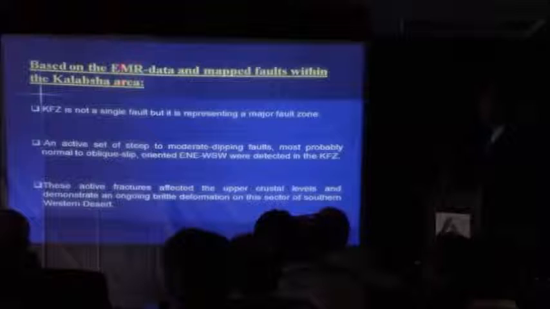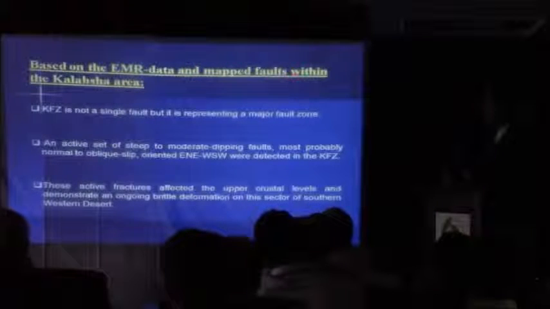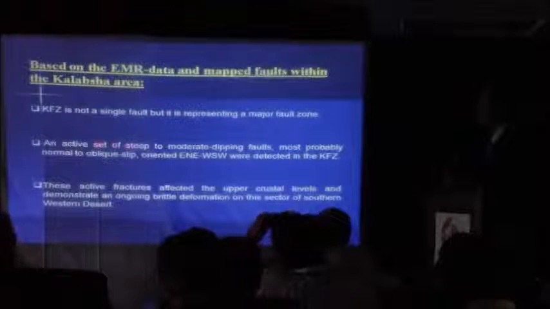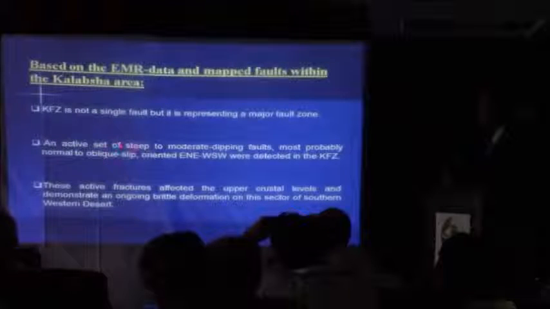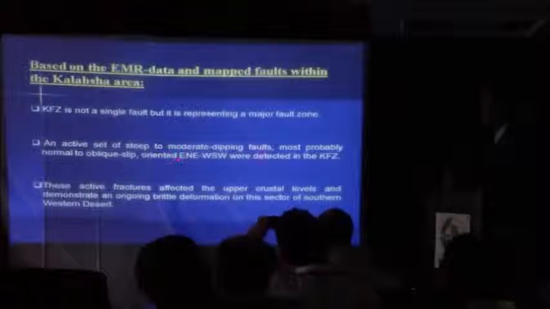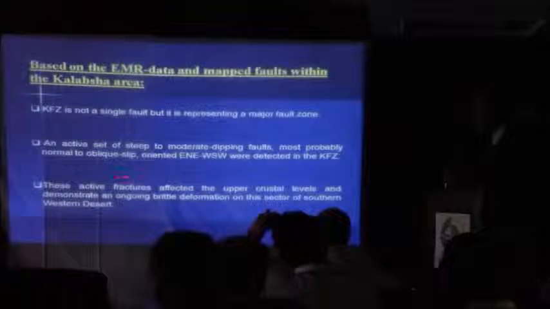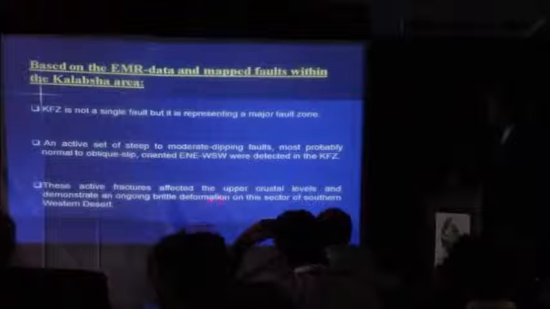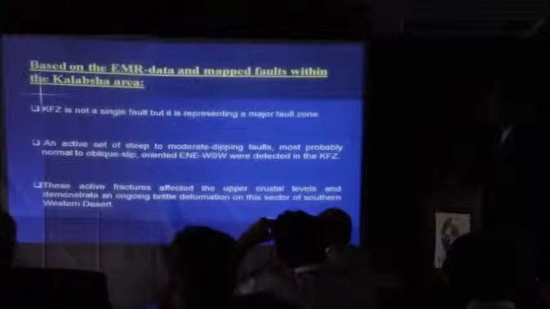Based on the EMR data and mapped faults within the Kalabsha fault, the Kalabsha fault zone is not a single fault, but represents a major fault zone. An active set of steep to moderately dipping faults, most probably normal to oblique slip, oriented east-northeast, were detected in the Kalabsha fault. These active features affected the upper crustal levels and demonstrate ongoing deformation in this sector of southwestern Egypt.